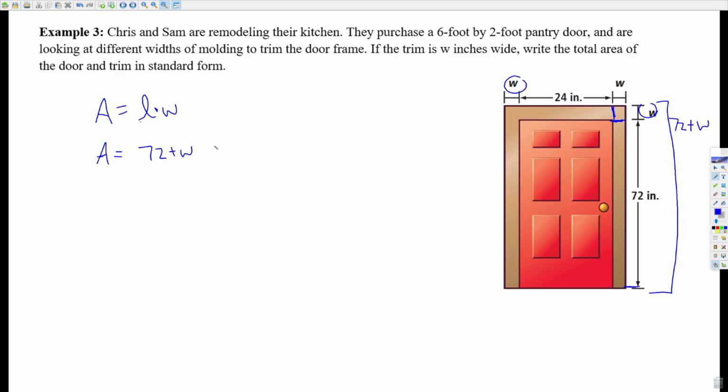And then we're going to multiply that by the width. Don't get these confused. This is the width of the door. This is W, the width of the molding or the trim. Maybe I should have done a capital W here. Okay, then we're going to do the width.